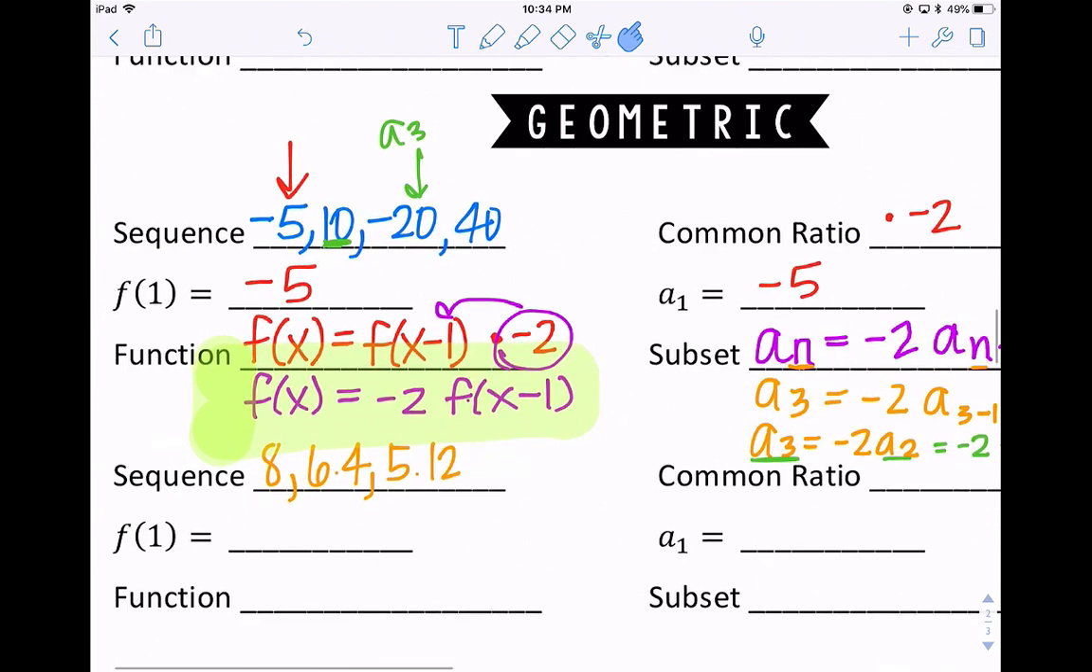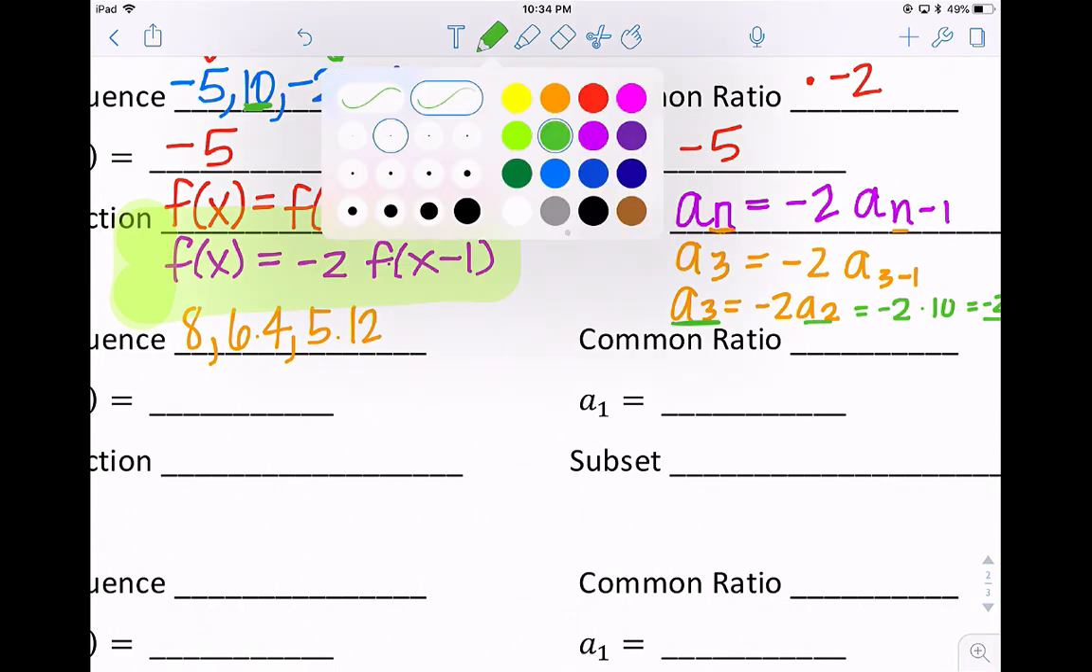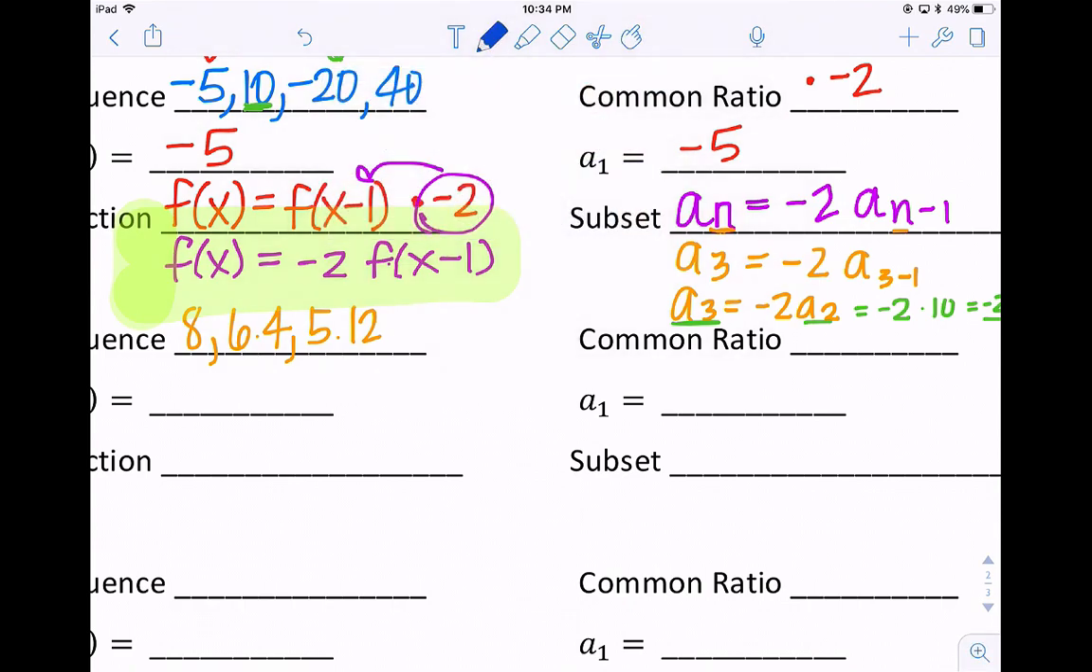So it says 8, 6.4, 5.12. So again, our common ratio on that one was a little bit different. The numbers were getting smaller, so we were multiplying by 0.8. Again, you could change that to a fraction, so that's 4/5. If you would rather have it as a fraction, those are the same thing, doesn't really matter.